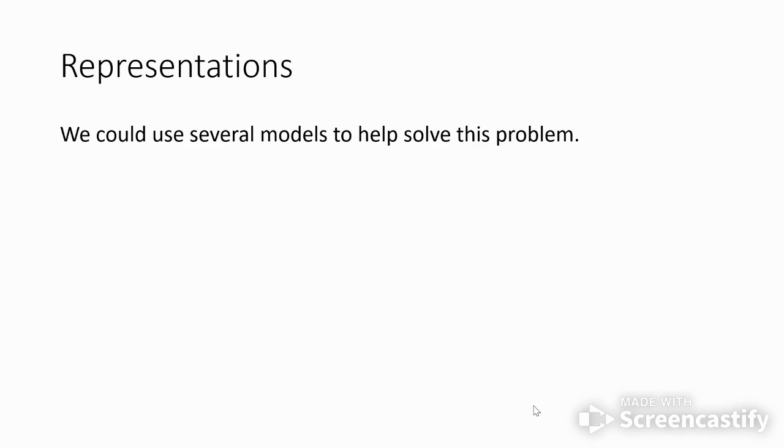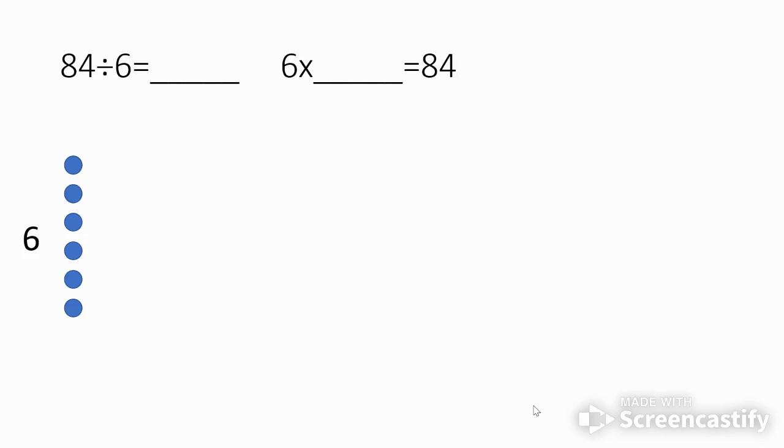We can solve this problem using a variety of different models. We could create an array, an area model, or even use the distributive property to represent this problem. Let's start with the array. If we think about 84 divided by 6, we know we need to make 6 rows. We're just not sure about how many would be in each row.